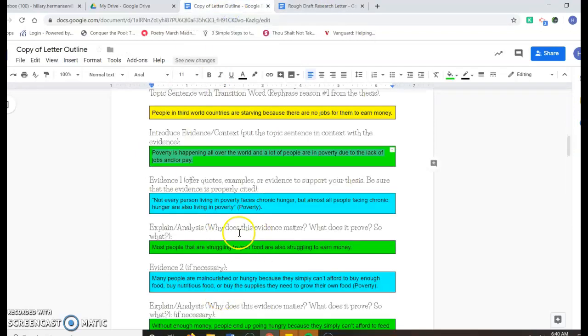Quick note about introducing the evidence. The way you introduce evidence is you provide context for the evidence, so then the evidence makes sense to your reader. So like this person put, poverty is happening all over the world and a lot of people are in poverty due to the lack of jobs and or pay. And then they have evidence. Not every person living in poverty faces chronic hunger, but almost all people facing chronic hunger are also living in poverty. Then they have explanation. Most people that are struggling to gain food are also struggling to earn money. So as I'm reading this, I'm also realizing that I probably need more explanation.